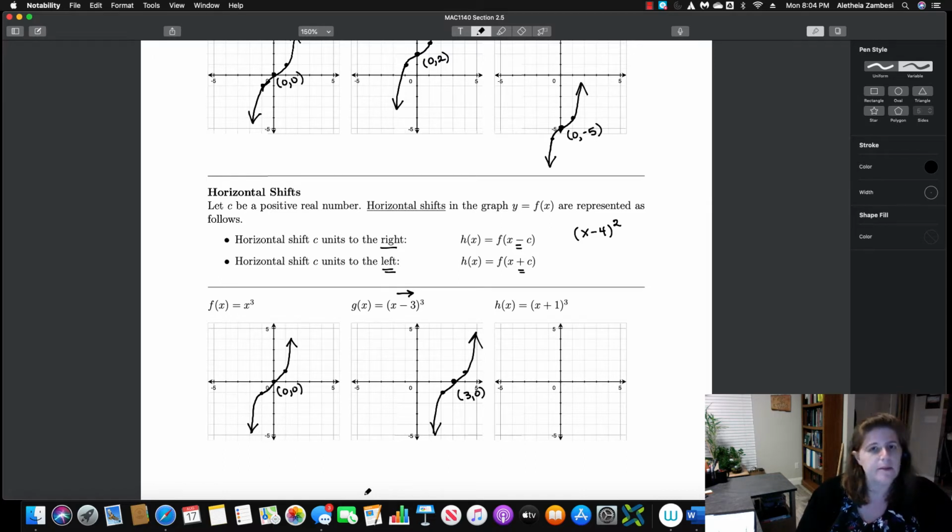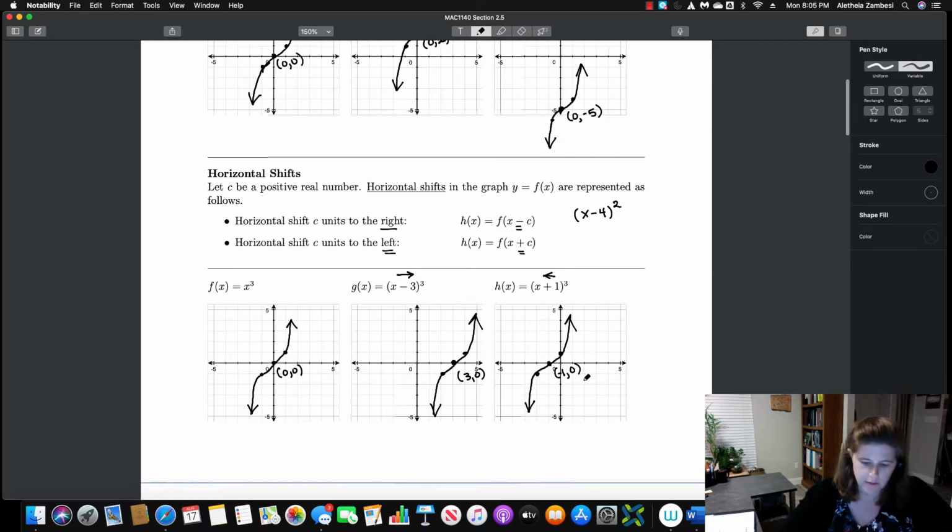Now if I have x plus 1, that means I move to the left, opposite direction of the sign, moving 1 unit to the left. So now my reference point is the point negative 1, 0. The graph is still shaped the same way, and there is a picture of my graph. So we have vertical shifts, which move in the same direction as the sign, and horizontal shifts, which move in the opposite direction of the sign.